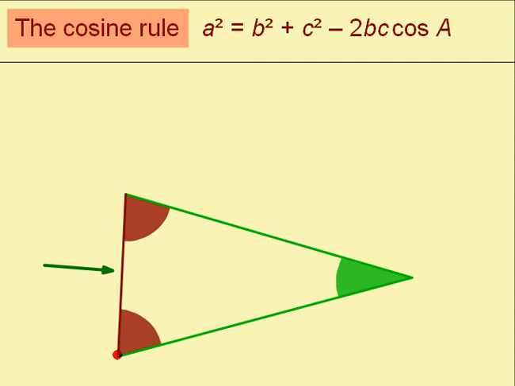If I want to find the length of this side here, I need to know the lengths of these two sides and the size of the included angle. If I wanted to find this side, then I'd need these two and this angle. And for this side, I'd need the other two sides and the included angle. Let me show you how this works in much more detail now by doing a real question.